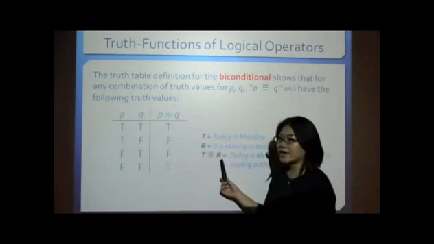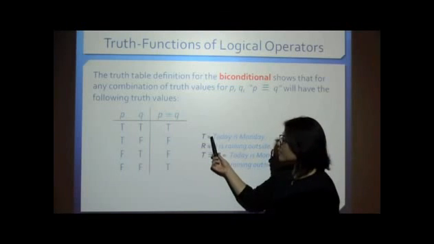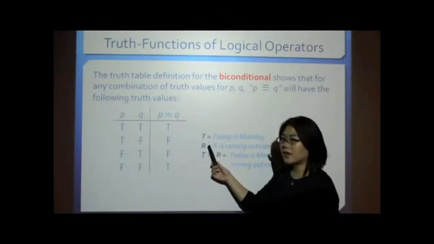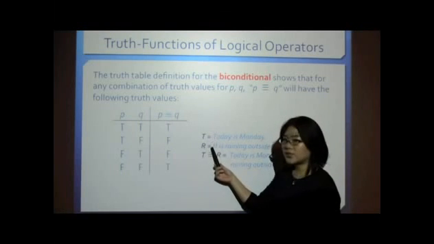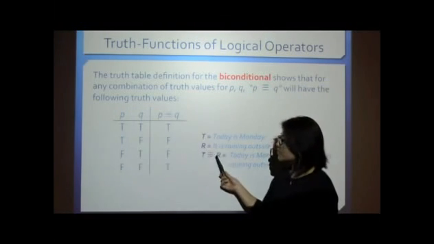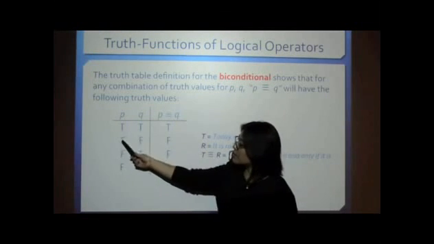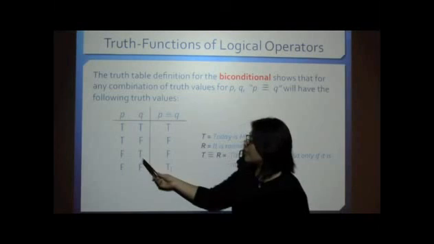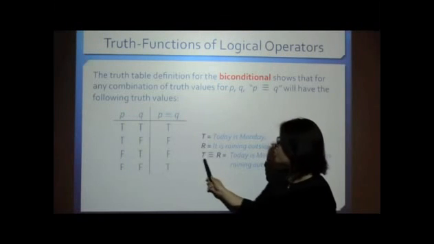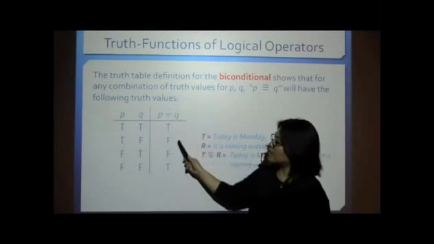In any other case, if it's true that today is Monday and it's false that it's raining outside, or it's false that today is Monday and it's true that it's raining outside, the biconditional triple bar will be false. So when the parts that make it up have opposite truth values, the biconditional will be false.